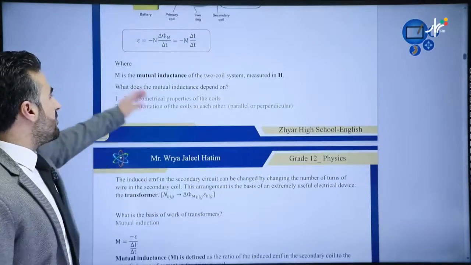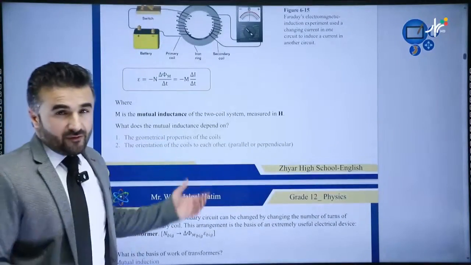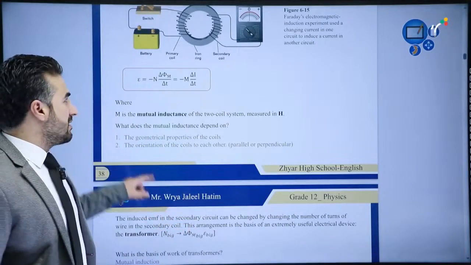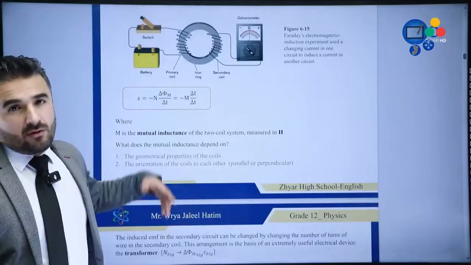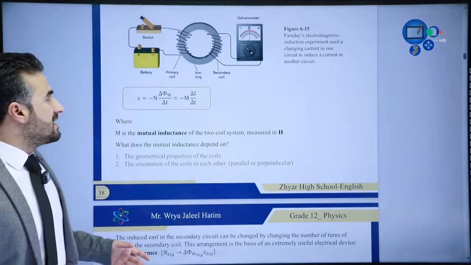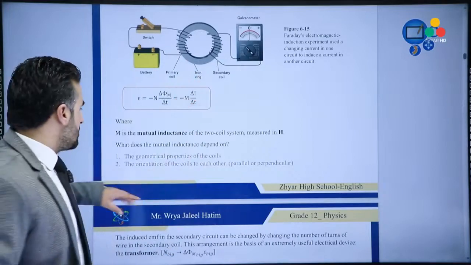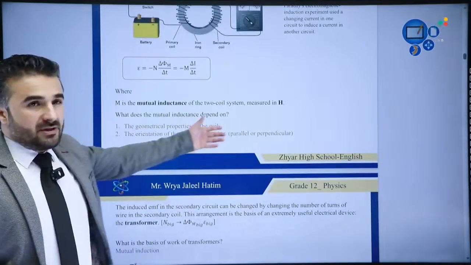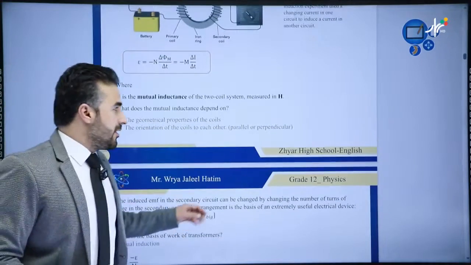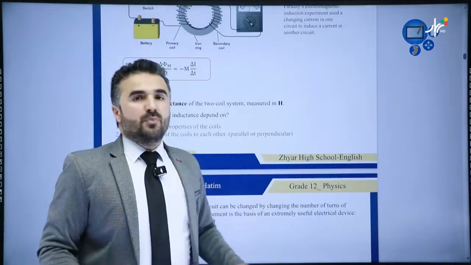Okay, now what does the mutual inductance depend on? We've also covered that as well. We said the geometrical property of the coil, which is the orientation of the coil, the number of turns of the coil, the magnetic permeability, and all that. Also the orientation of the coils to one another, whether perpendicular or parallel to one another.